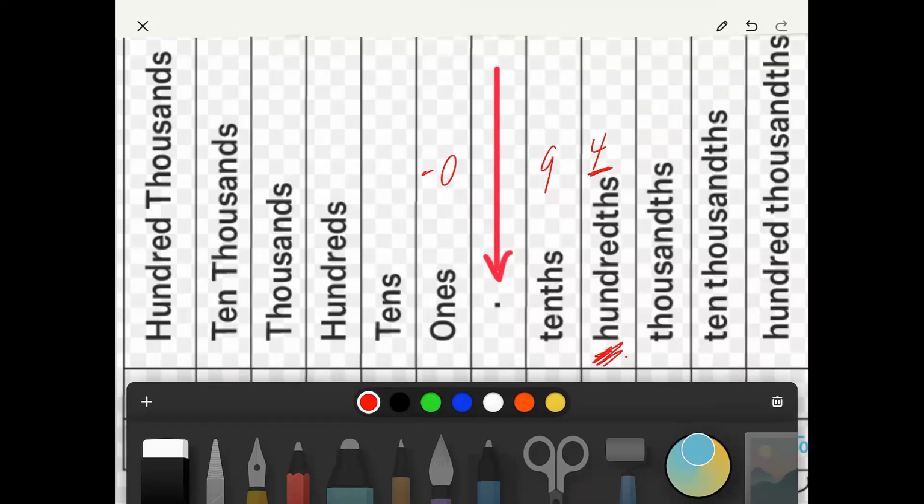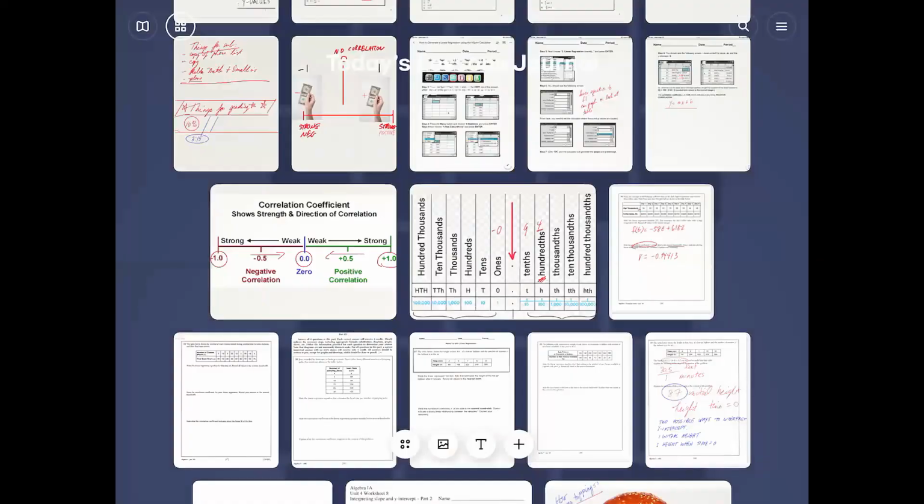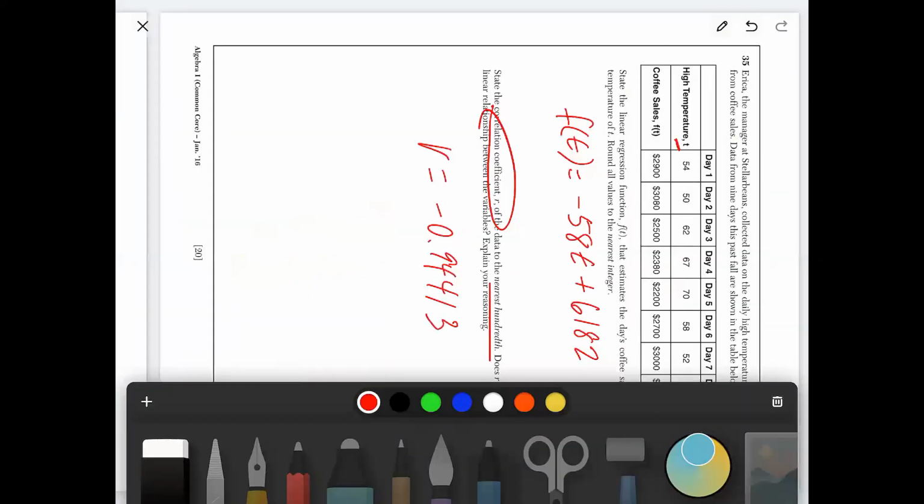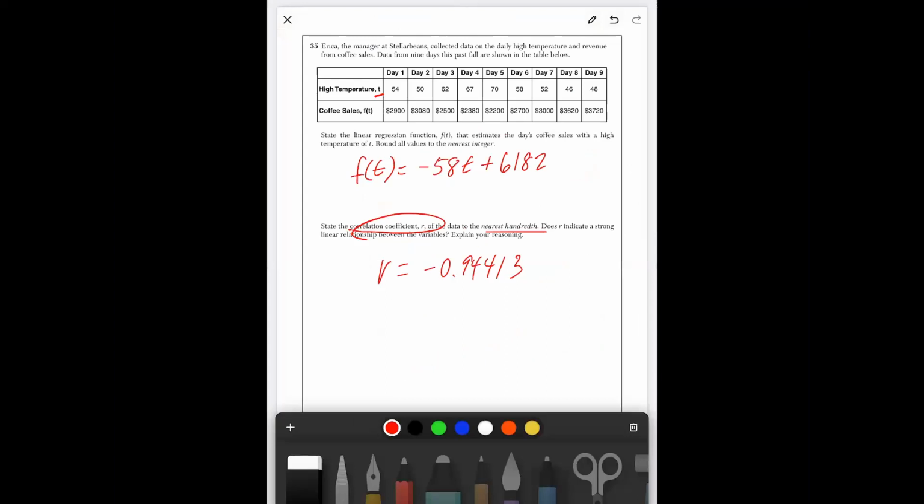And so if I round it to the nearest hundred, this is what it's going to be. So on my paper, it's just going to be rounded to the nearest 100. So R equals a negative 0.94.